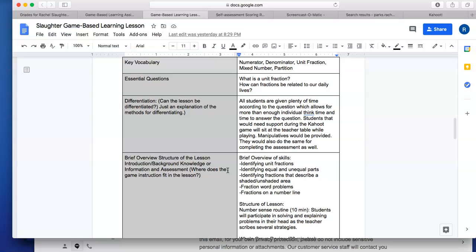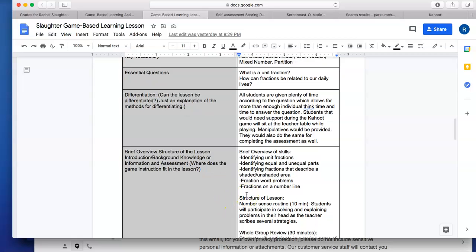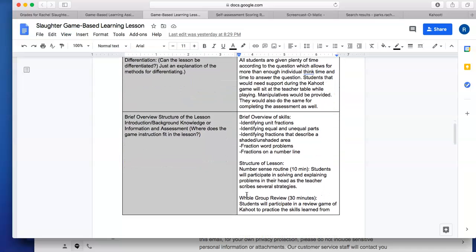So students also are given support during the Kahoot game, and they can sit with me, or they can also be provided with manipulatives, which I usually provide all students with, just in case. I keep them on the table. And they would also do the same for completing the assessment as well. They have that choice to have those manipulatives.